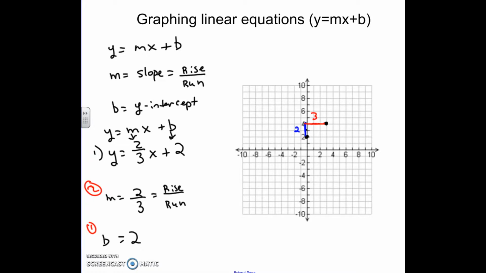Now once you get those 2 points, all you've got to do there is connect that line. So hopefully this works. Now lines are infinite, so we do put arrows on the end to show that it's infinite. And that's how you graph using the y equals mx plus b, the slope-intercept form. Let's do another one, make sure we've got that under control.